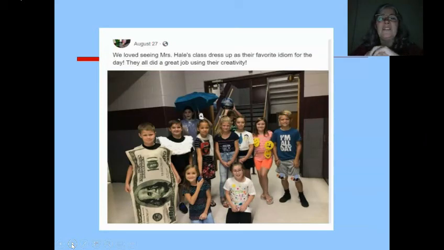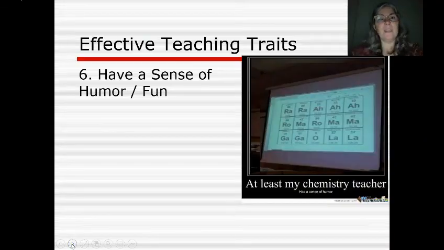I love this one. So the class was told to dress as their favorite idiom. That's a bit of a challenge. I mean, you've got to be creative to, first of all, come up with an idiom that you can then materialize into a costume.